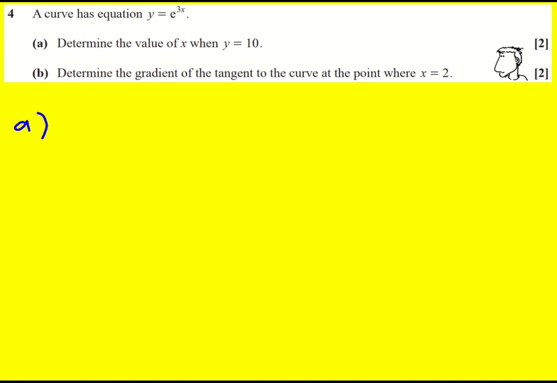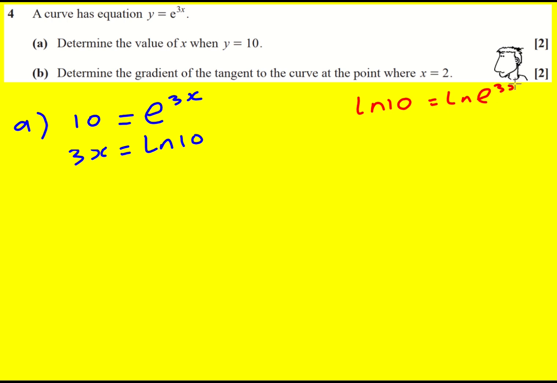y equals e to the 3x, determine x when y is 10. So we're solving 10 equals e to the 3x. I can straight away write down that 3x equals ln 10. Or alternatively, you can do ln of both sides, bring the 3x down using the third rule of logs, and then ln e is just 1. We get the same answer.